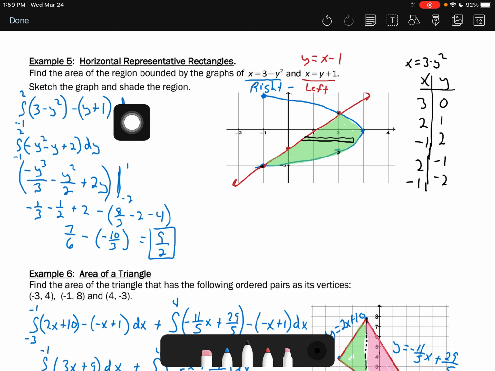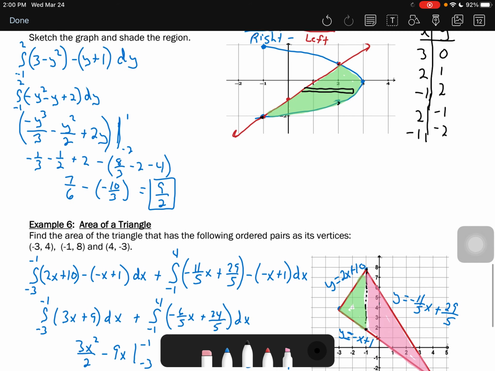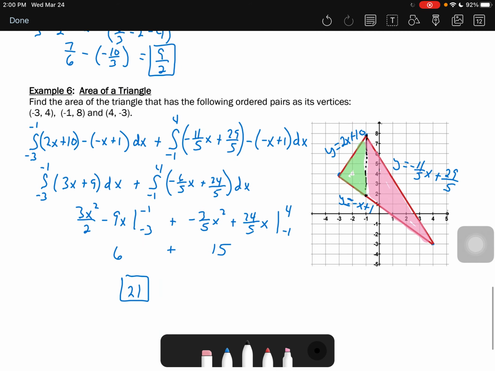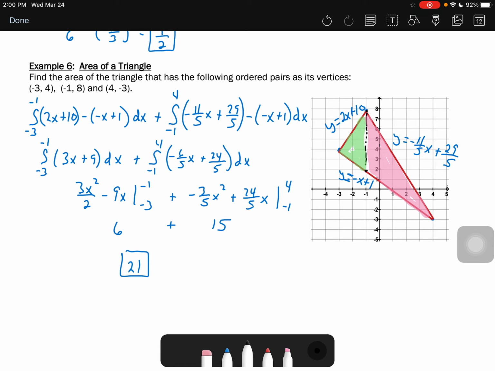Okay, but the main difference on this is the fact that we have horizontal representative rectangles, because the functions are written as x equals something in terms of y for each of these. And when that's the case, you go with the right function minus the left function as you set up your integral. So that's the main difference there. And I believe there is one on the quiz that's set up in this way.